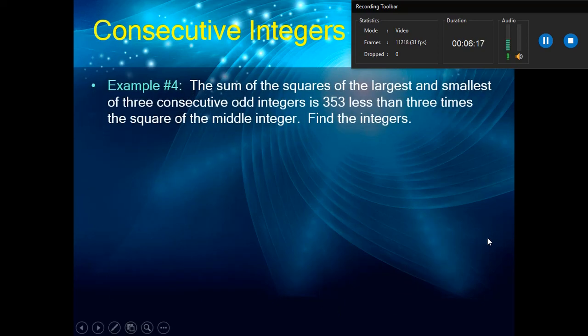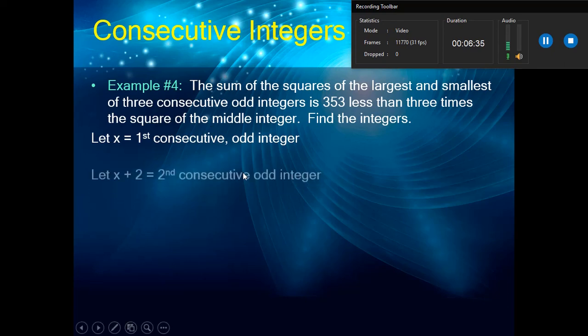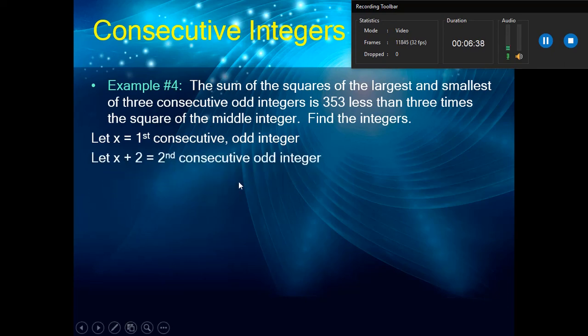In example 4, they're talking about the sum of the squares of 3 consecutive odd integers. Our first integer, of course, is x, but the next odd is 2 digits away. So even though they're odd, my next representation is x plus 2. And then there's 3 of them, so I have another odd at x plus 4.